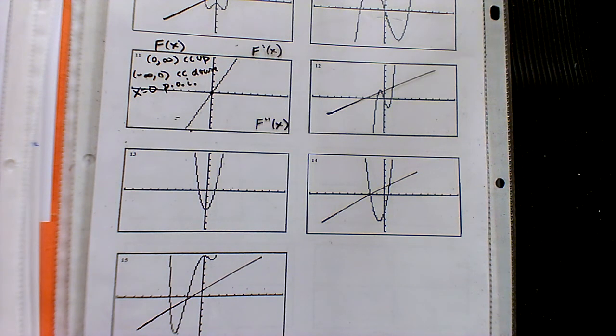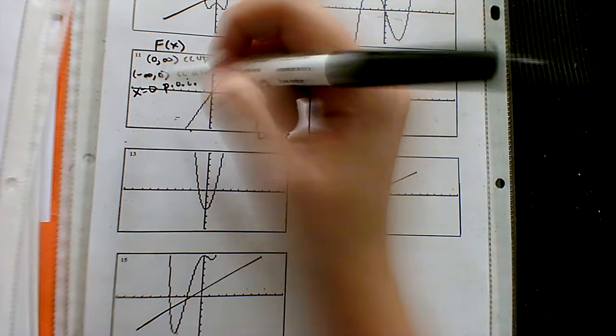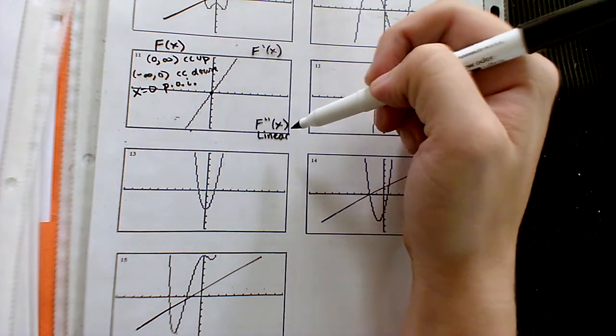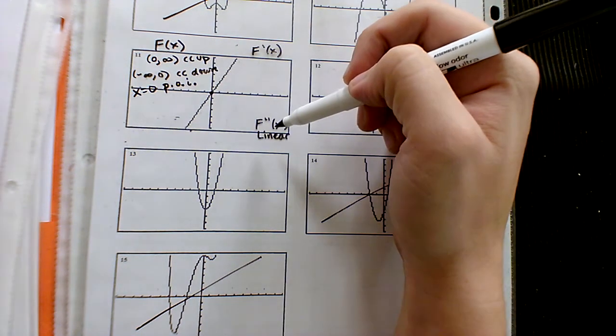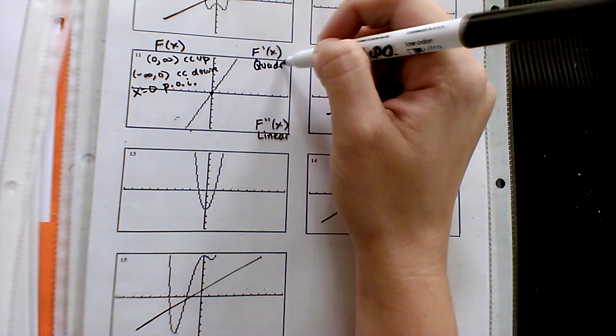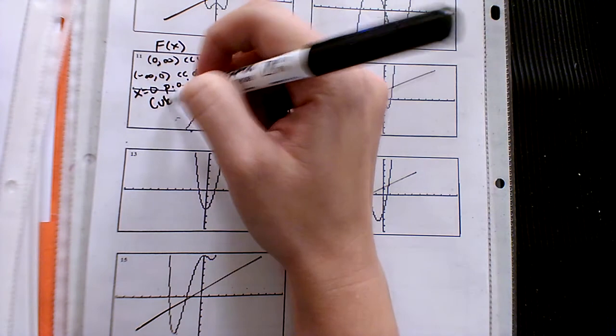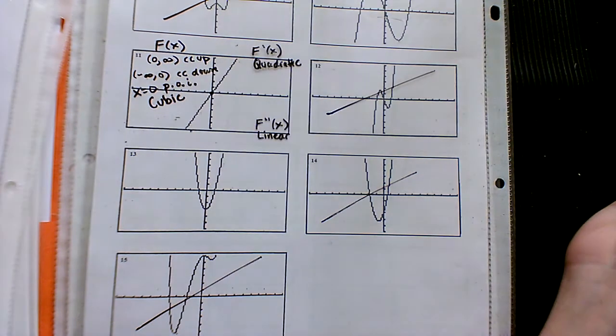Looks good. Anything else? Because it's a line, you know that f prime will be a parabola and f of x will be cubic. Okay, so this graph is linear. If we go backwards to the first derivative, that would be quadratic, or a parabola. And if we go backwards again, that would be cubic. I like it.